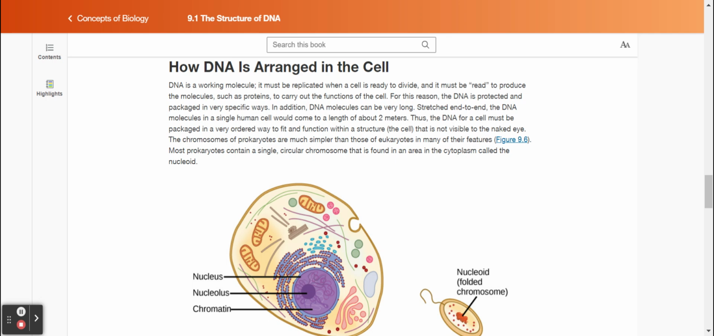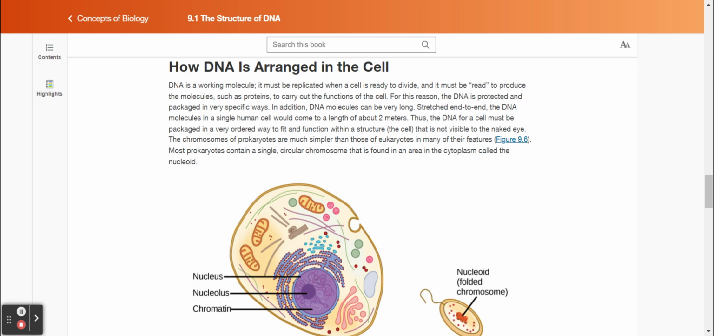In addition, DNA molecules can be very long. Stretched end to end, the DNA molecules in a single human cell would come to a length of about 2 meters. Thus, the DNA for a cell must be packaged in a very ordered way to fit and function within a structure, the cell, that is not visible to the naked eye.